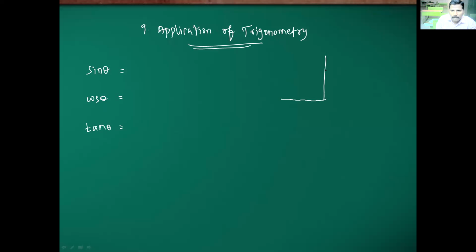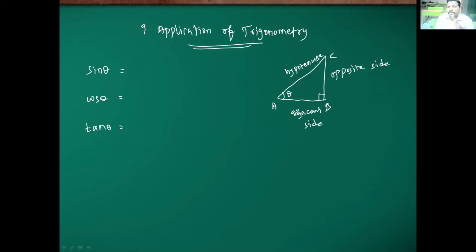For that, definitely we need one right angle triangle, that is A, B, C. Right angle I am giving at B. Angle theta I am taking anywhere. Now, theta you can take at C or A. I am taking it at A. So the side opposite the angle is the opposite side. The side opposite the 90 degree angle is the hypotenuse. And the rest of the side is called the adjacent side.